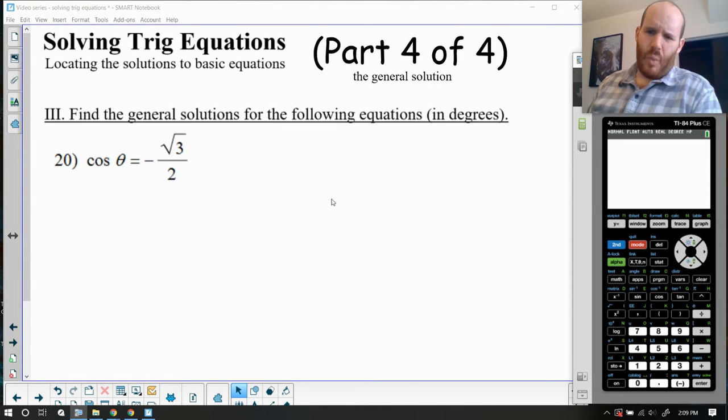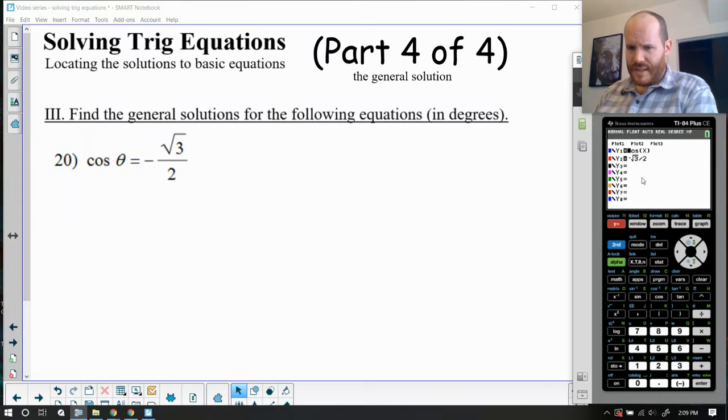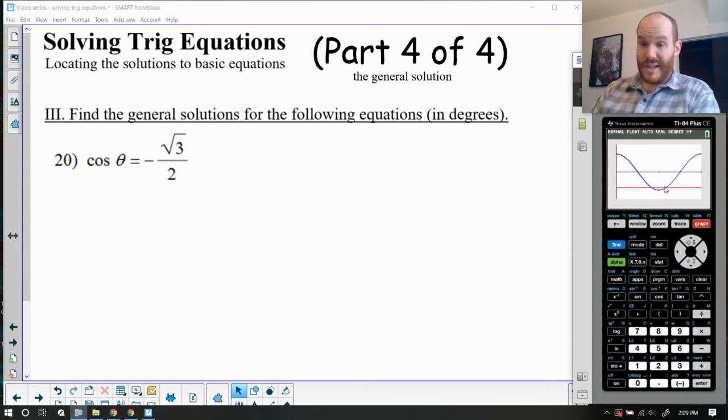To get a sense of why, let's take a look at these graphs for a second. Here's cosine theta, and I'm looking for when cosine theta is equal to negative the square root of 3 over 2. I'm going to graph both of these values. Cosine theta will come up in blue, and negative root 3 over 2 will come up in red. When I look at that graph, I can see that familiar cosine curve, and it looks like I have 2 points of intersection. So I'd expect 2 solutions to this equation. However, this is graphed only between 0 and 360 degrees.